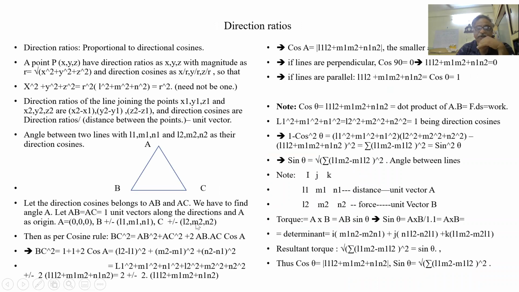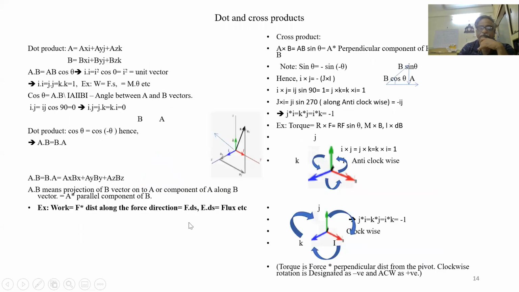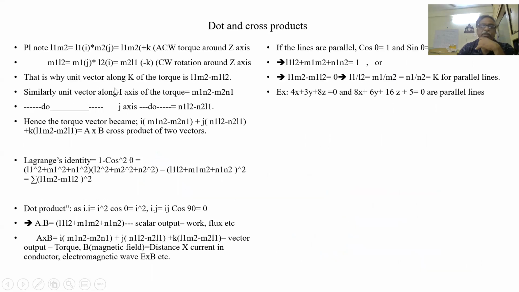M2 is the y vector of C. L1 is the x vector of B. So L1 M2 minus M1 L2. This is anti-clockwise, so this is positive.